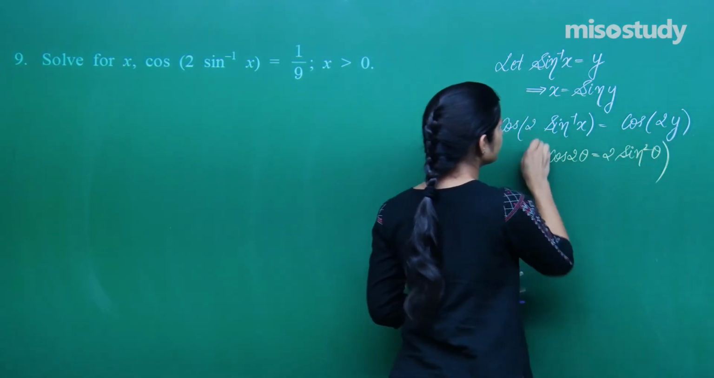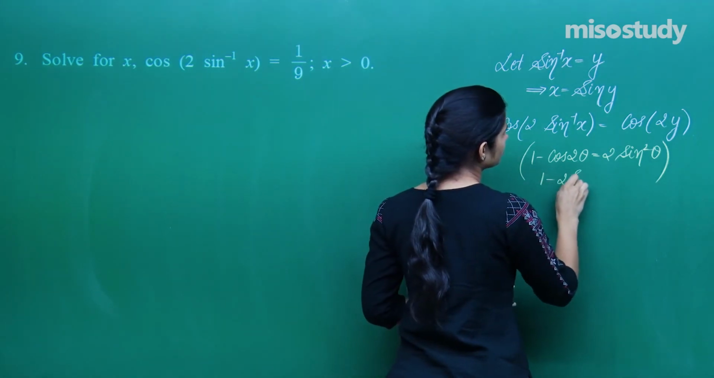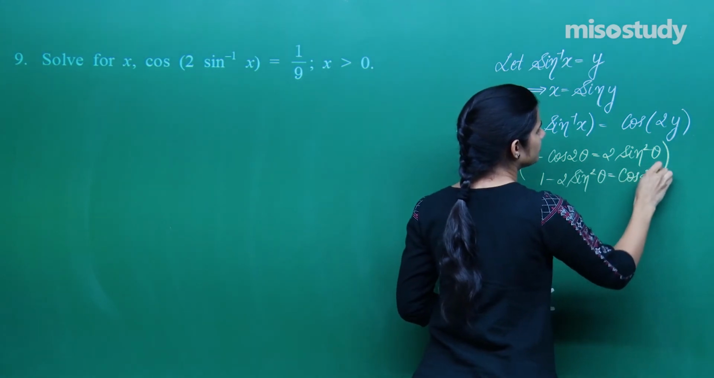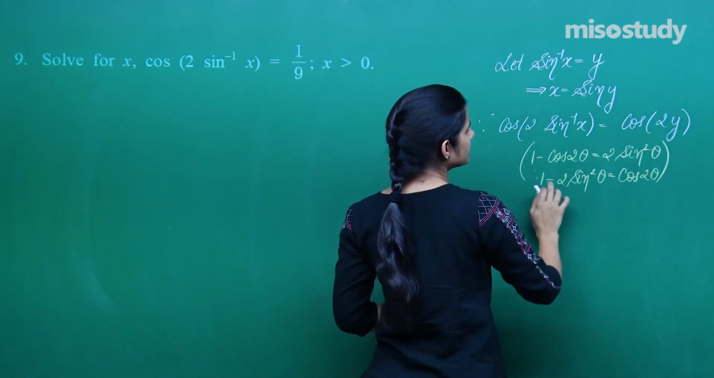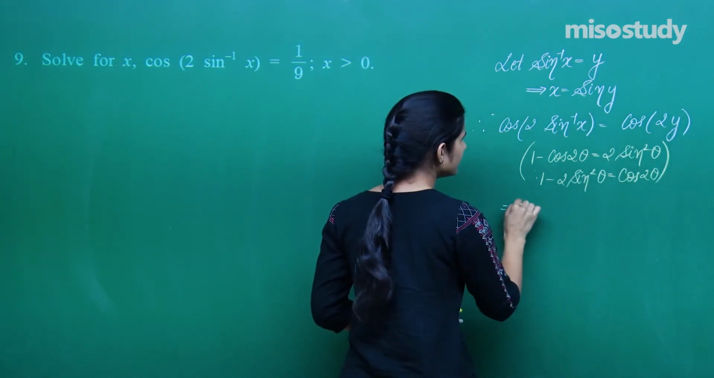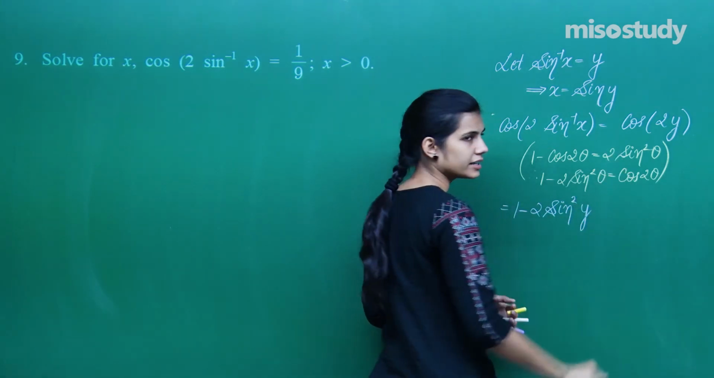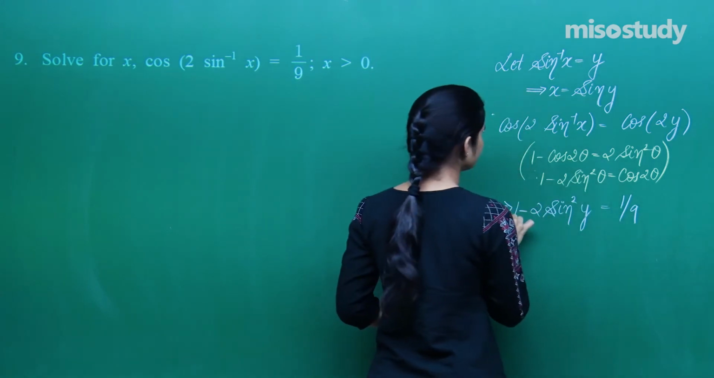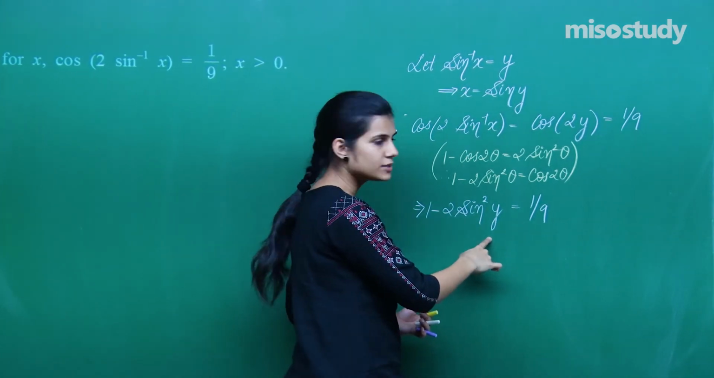Now if you can recall, there is this identity which says 1 minus cos 2 theta is 2 sin square theta, and therefore cos 2 theta is 1 minus 2 sin square theta. So cos 2y is 1 minus 2 sin square y. This is already given to be equal to 1 by 9. This was equal to 1 by 9, but this I have manipulated as this.